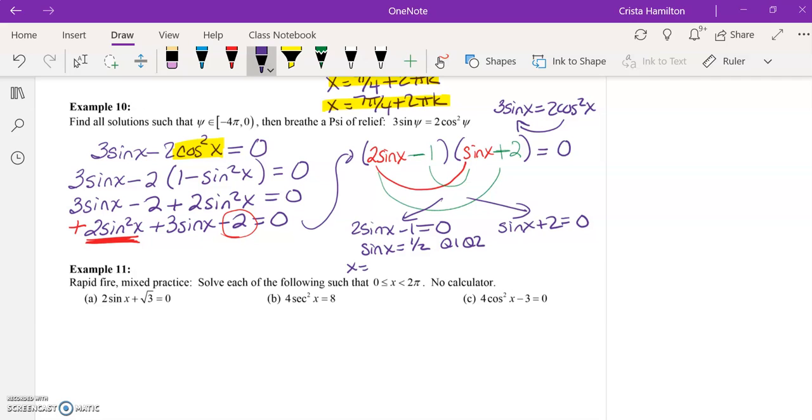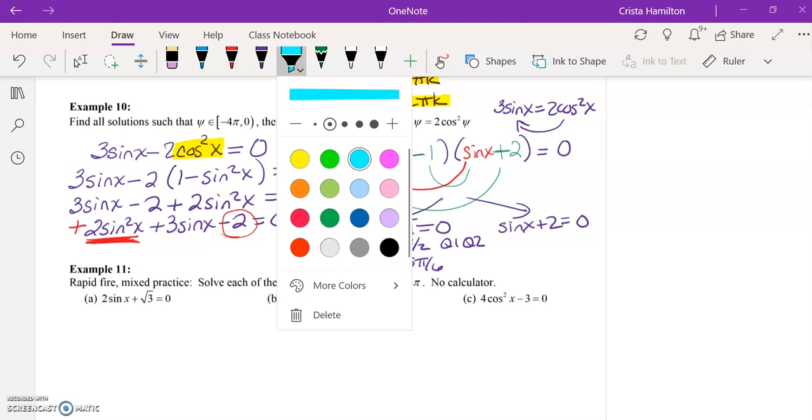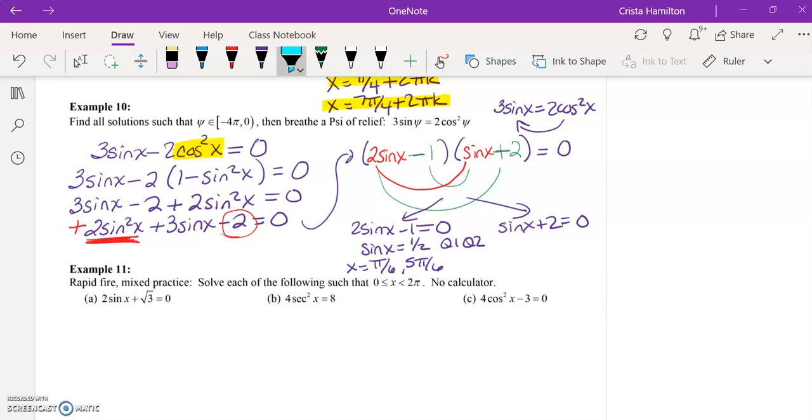Now, be careful here. I'm going to go quadrant 1, quadrant 2, pi over 6 family, pi over 6, 5 pi over 6 initially. However, this is not going to answer the question that they asked me, because you always have to make sure you read what they've asked. They want the answers to be in between negative 4 pi and 0. So while those are solutions, they're not the solutions in the correct window.